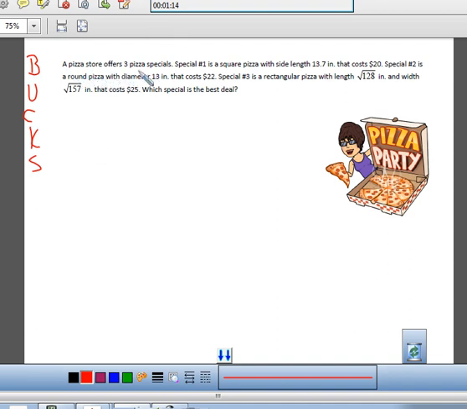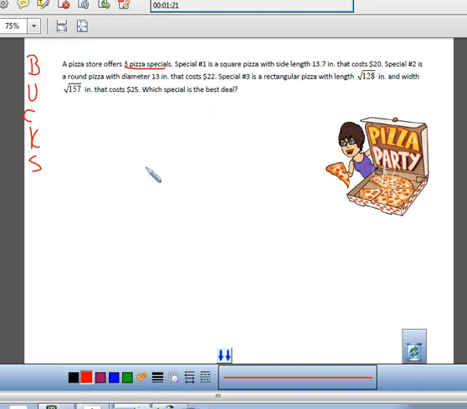A pizza store offers 3 pizza specials. Special number 1 is a square pizza with side lengths of 13.7 inches. That costs $20. Special 2 is a round pizza with a diameter of 13 inches. That costs $22. Special 3 is a rectangular pizza with a length of square root of 128 inches and a width of square root of 157 inches. That costs $25. Which special is the best deal?